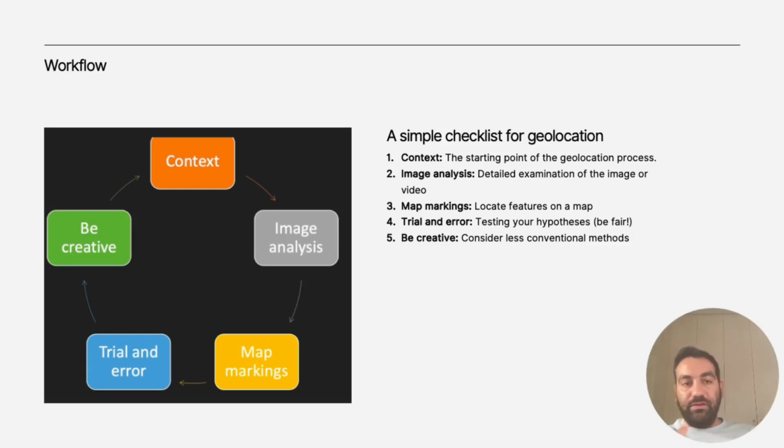And then the feedback loop is demonstrated here again. The workflow is always cyclical, suggesting that any new information discovered during the geolocation process can lead back to the initial steps for a new round of analysis. This reinforces the iterative nature of geolocation, where new insights can refine or redirect the investigative focus.